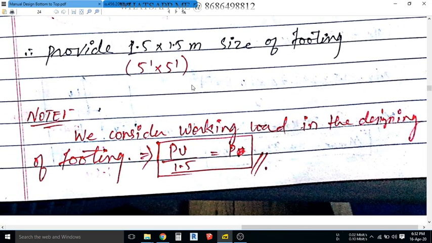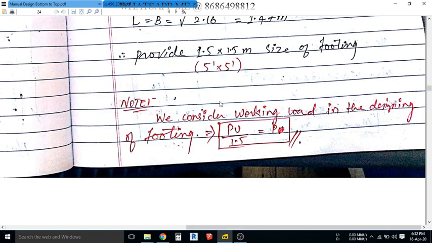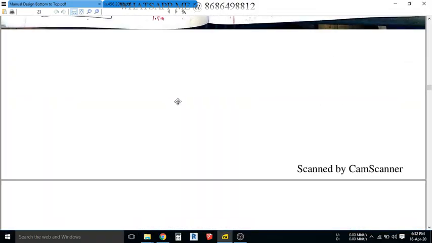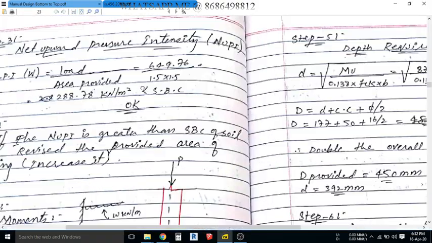Now the next thing is we consider working loads. It's very important, the note that I wrote in the red pen. Let's move on to the next page in the design steps.